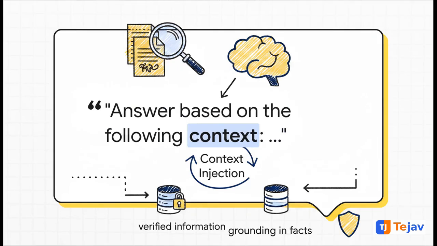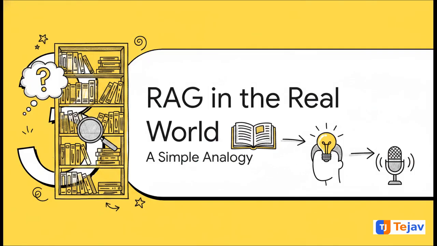You might be wondering, how does the system actually give that context to the LLM? Well, it's usually done with a prompt template, kind of like the one you see here. The system is literally telling the LLM, hey, here's some verified information I found. Use only this context to answer the user's question. This whole process, called context injection, is what keeps the model grounded in facts and stops it from just making things up or hallucinating.